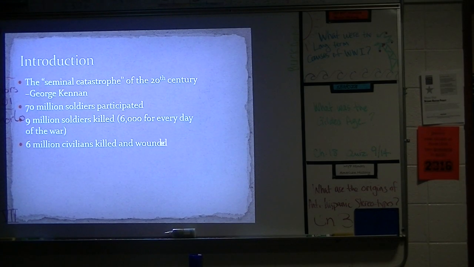Six million civilians were killed or wounded. This war blurs the line of the term battlefield or battle lines. Civilians will become the targets in World War I because both sides realized that the soldiers on the front lines could not keep up the war without the support of the home front. In fact, the term home front comes from World War I. We have the battlefront and the home front. The home front implies that you're at war. Your front is at home.